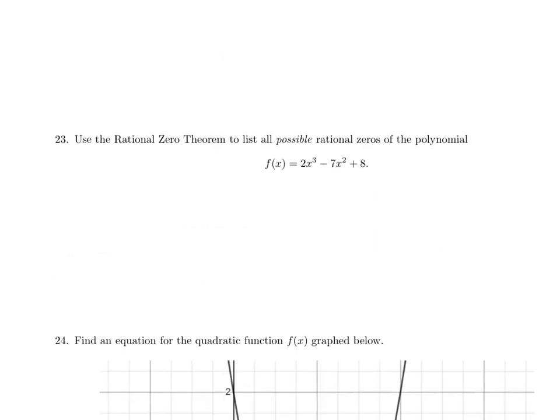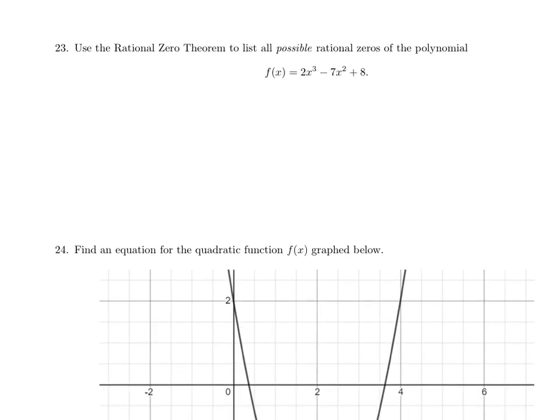Okay. Number 23. Use the rational zero theorem to list all possible rational zeros. So it's not asking you to find them. You just have to find the possibilities. This is very simple, so don't skip this one. Make sure you know how to do this. What you want to do is find all the p's over q's. Remember, your very last number, your constant, is p, and the number in front of your leading term, your leading coefficient, is q, and you're going to find the factors of those numbers.